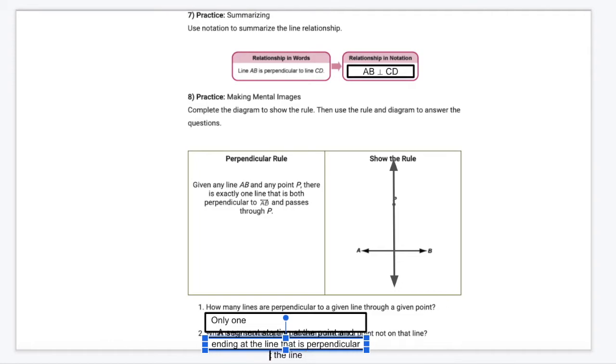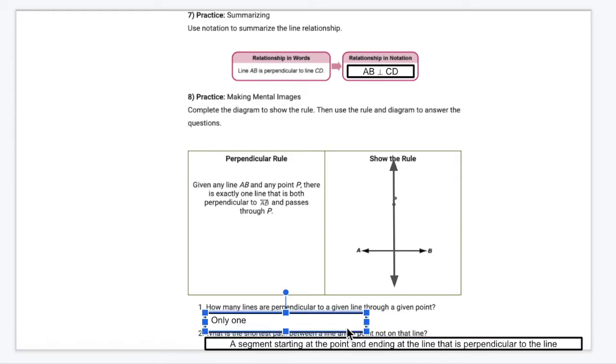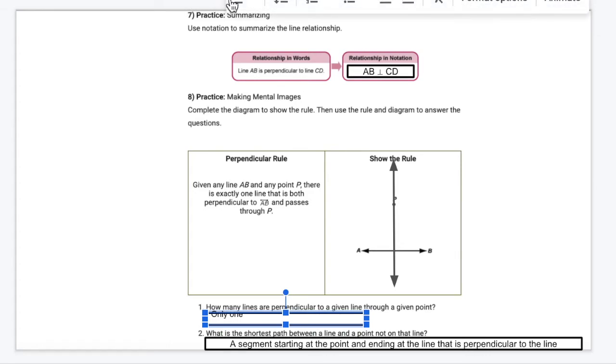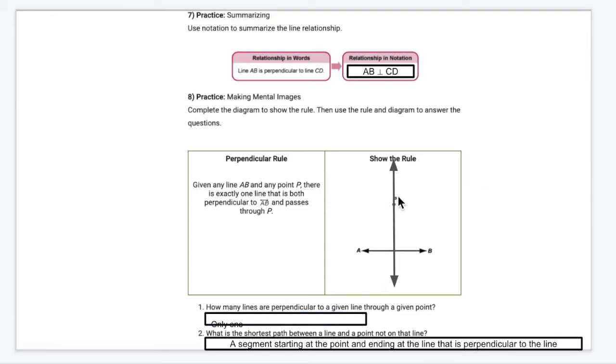So, right, we know that whenever we draw a line segment from this point and drop it down in a perpendicular way to the line that we have, then that's going to be the shortest path that we can draw between a line and a point not on that line.